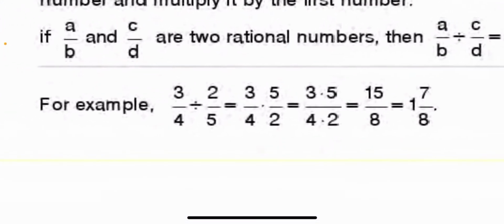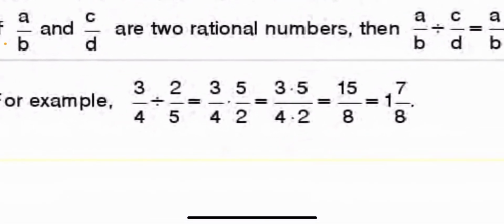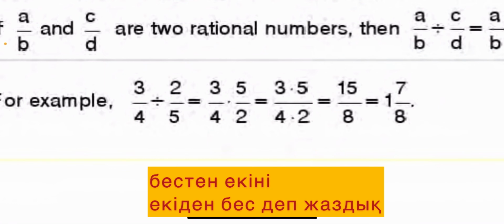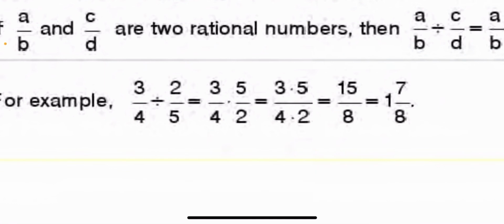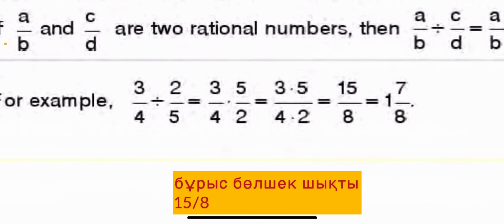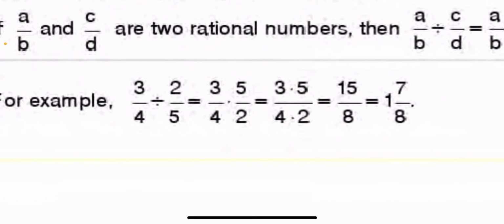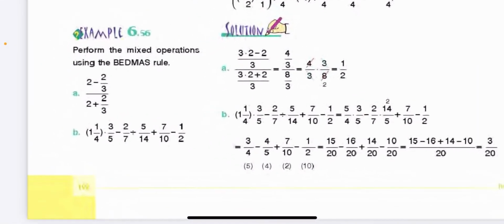For example, 3 over 4 divided by 2 over 5, we switch 2 over 5 to 5 over 2. So we get 3 over 4 multiplied by 5 over 2, and we multiply 3 by 5, 4 by 2, 15 over 8. What kind of fraction is this? This is an improper fraction because 15 is larger than 8. And we switch it to a mixed fraction, which will be 1 and 7 over 8. Now let me explain this example.